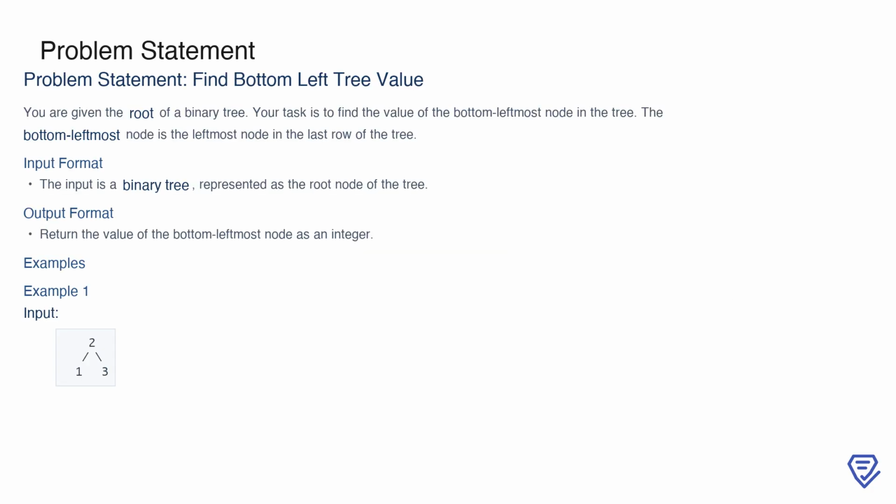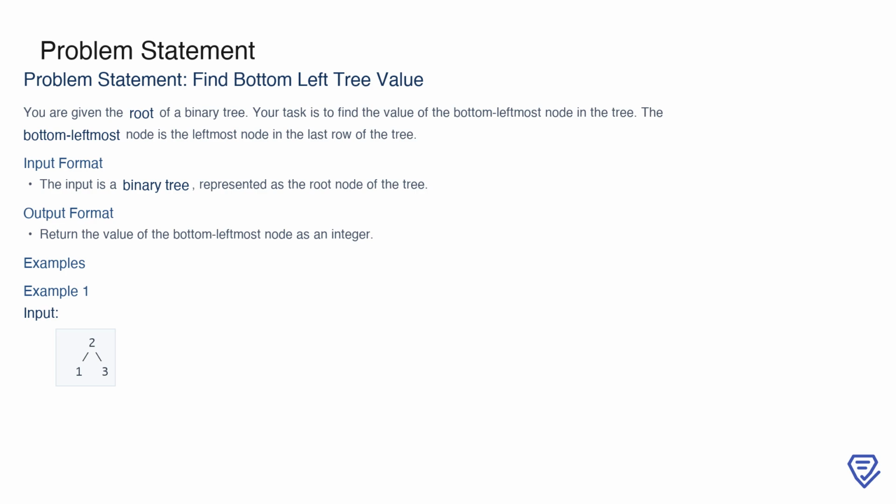In this problem, we are working with a binary tree, and our goal is to find the value of the bottom leftmost node. The bottom leftmost node is defined as the leftmost node in the last row of the tree. The input for this problem is the root of the binary tree, and the output should be an integer representing the value of this specific node.